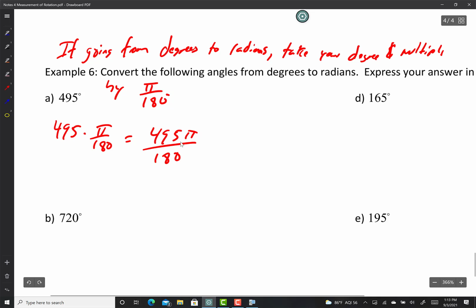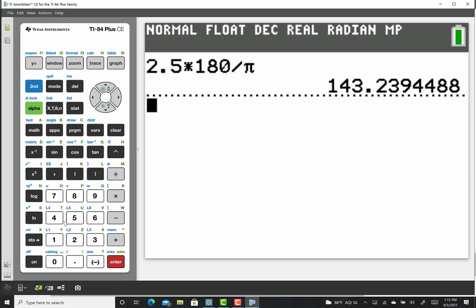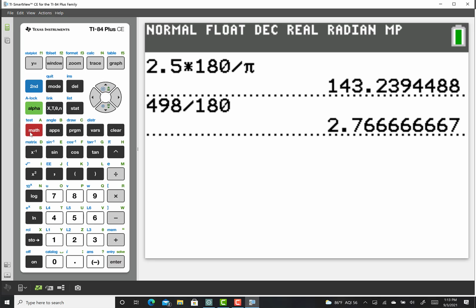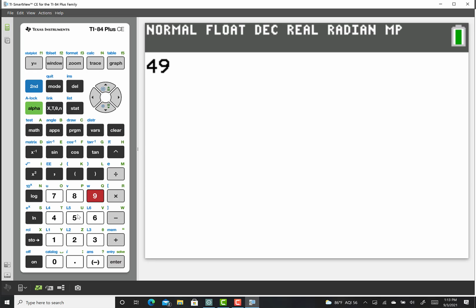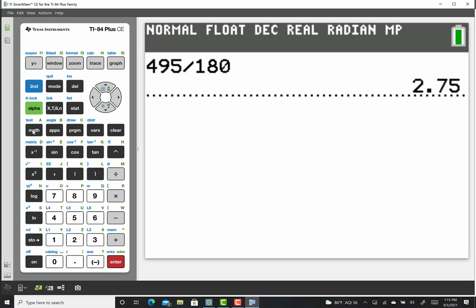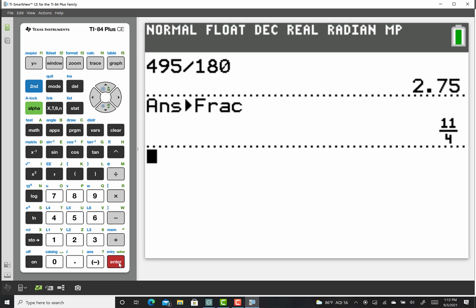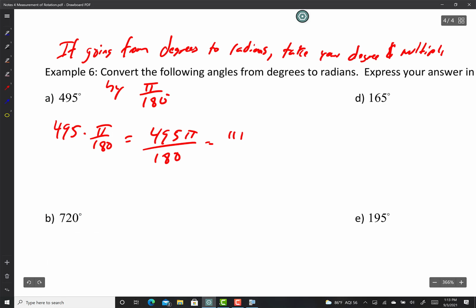I'm just going to put the 495 over 180 in the calculator here. And I'm going to tell my calculator to give me a fraction. Math, fraction, enter. Did I not do it right? Let me clear everything. How come you guys didn't tell me that I put 498? 495 over 180, then math, fraction, enter. 11 pi over 4. And that's it.